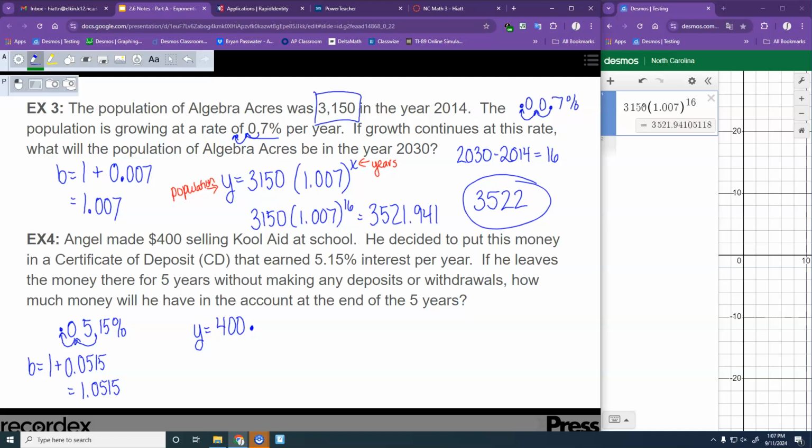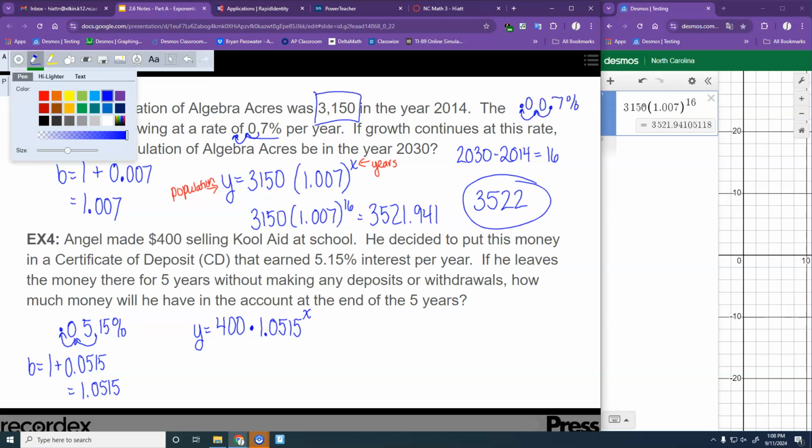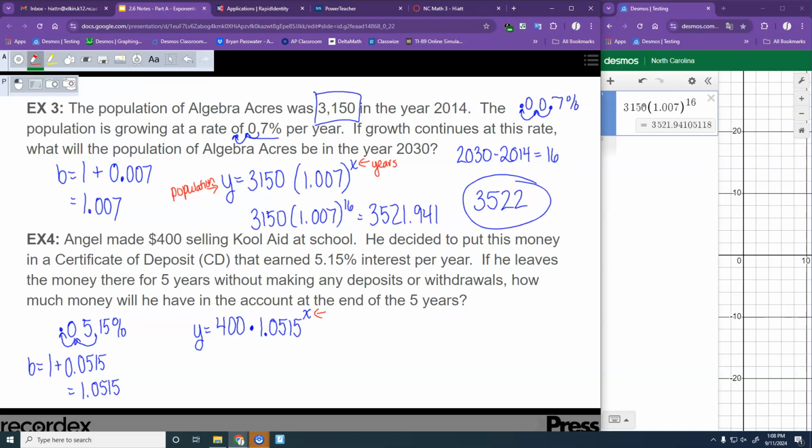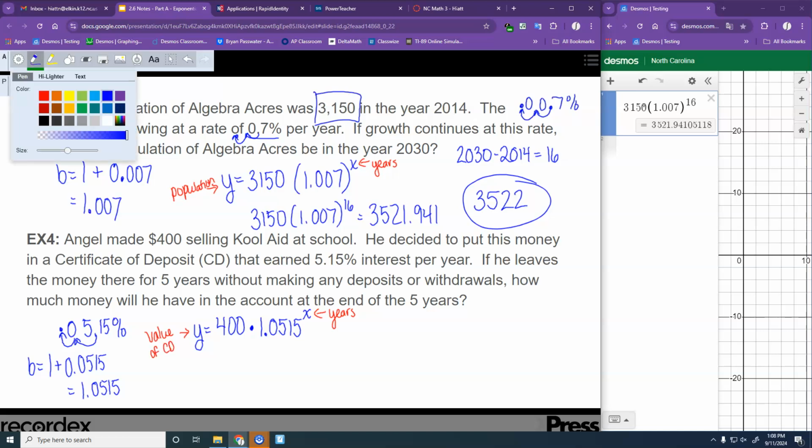It doesn't matter whether you use parentheses or the multiplication sign. Either one will work. Like that, and it will be raised to the x power. So this is still interest per year, so this is still years. There are other increments of time that you can use, but all of my examples here lend themselves to being years. And then this right here would be the value of the CD, or the certificate of deposit. So that account, what it's worth.